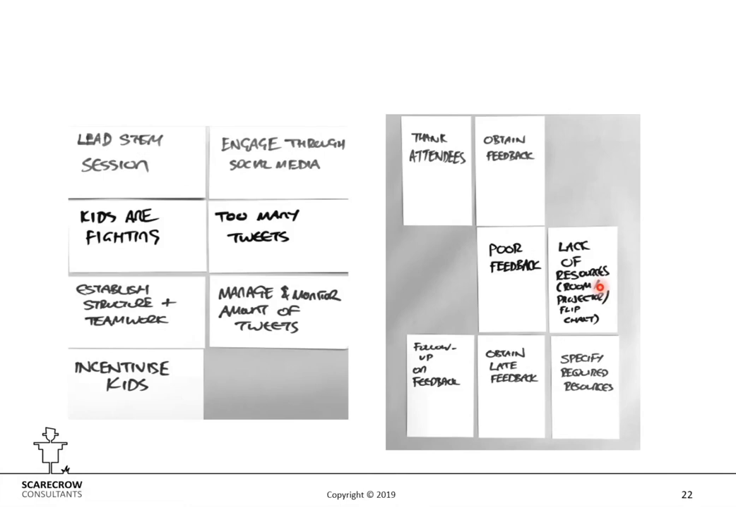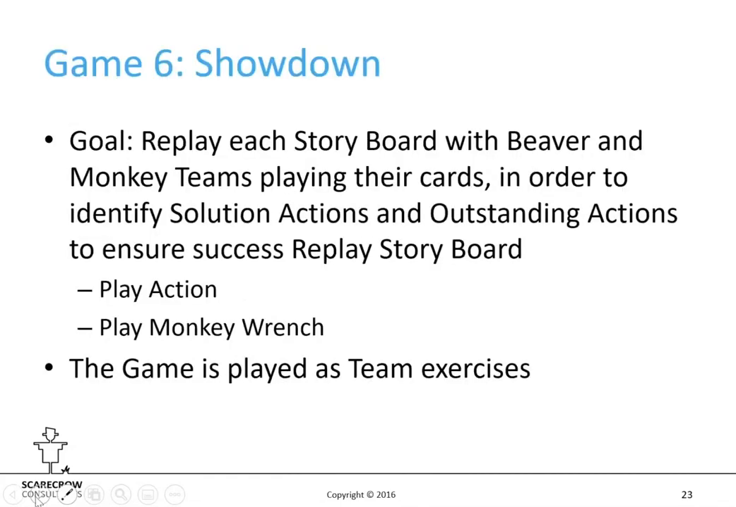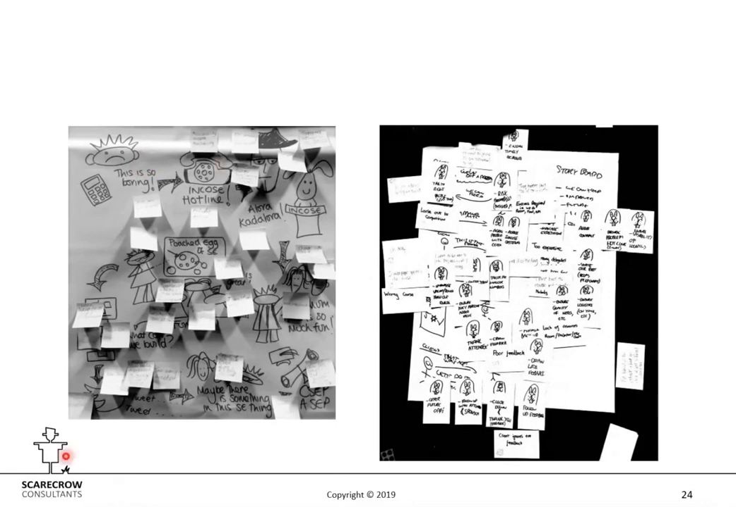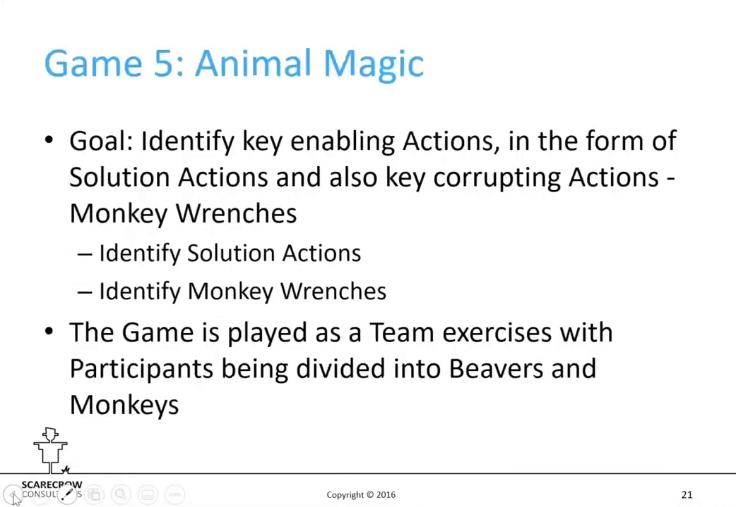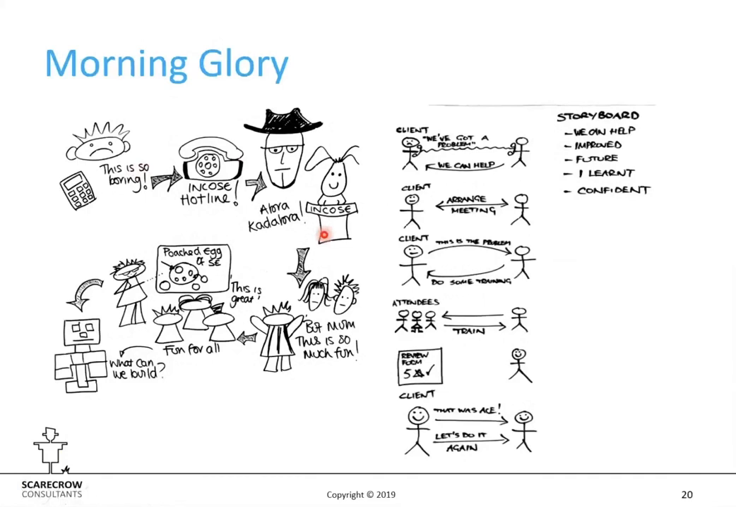What we then do is we take these enablers and these disruptors, and we play what's called showdown. This is perhaps, in terms of engaging with people and getting people involved and actually just having fun as well, a really, really powerful game. Essentially, we go through the scenario that we had before, the storyboard that we had before. So this one, for example, and at each point, the facilitator will say, right, this is boring, what happens? And then each of the teams, the monkeys and the beavers, get a chance to play one of their cards to either enable that or to disrupt it.